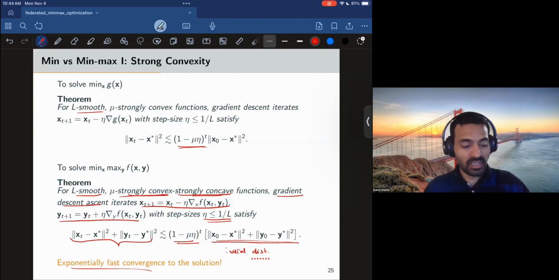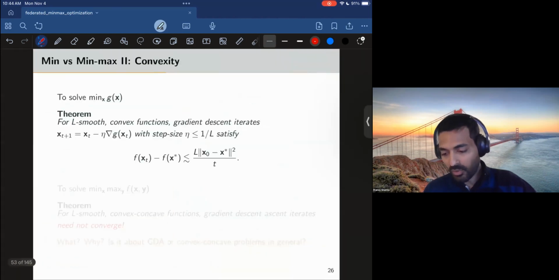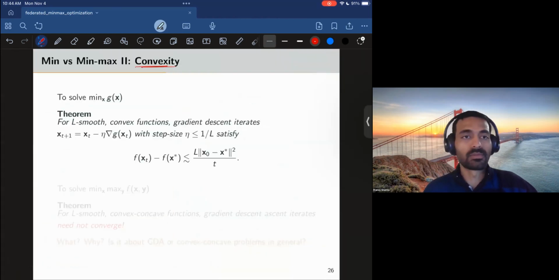Let's generalize things a bit. Let's look at what happens in other cases. So suppose we look at convex problems. Now we don't have strong convexity. We are just looking at convex problems. Again, let's first look at minimization problems.